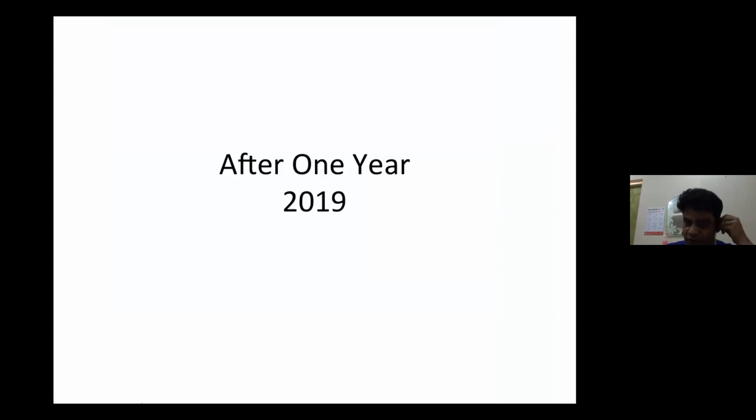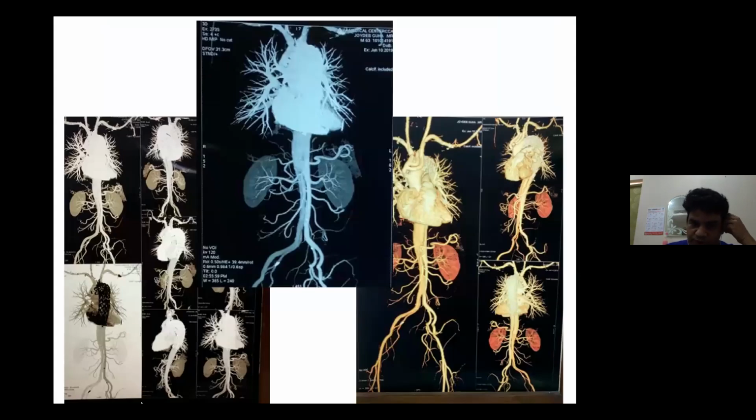He came back for a follow-up, and this is the follow-up CT angiogram, which is showing absolutely fine. He is clinically absolutely fine, and of course we got a high aortic bifurcation, but the rest of the things are fantastic, and he has absolutely no symptoms whatsoever.